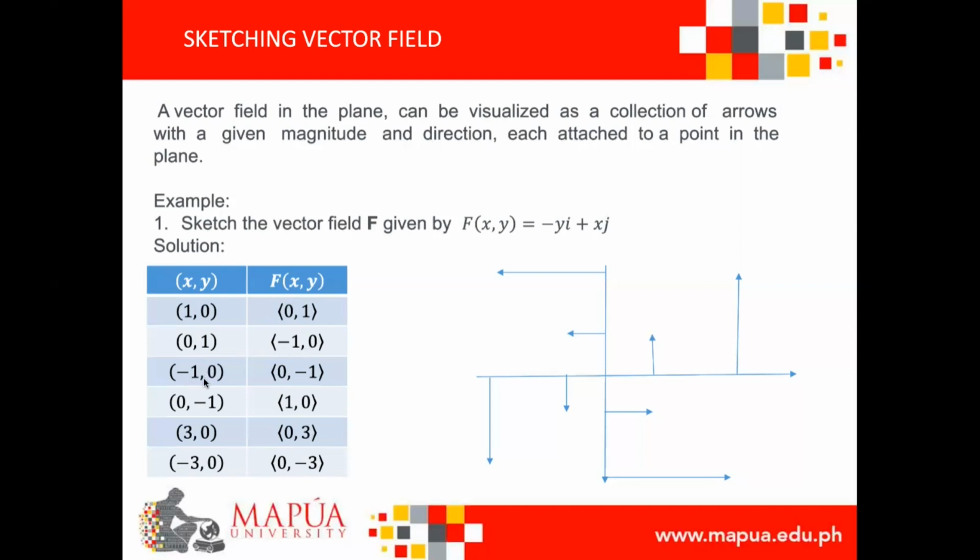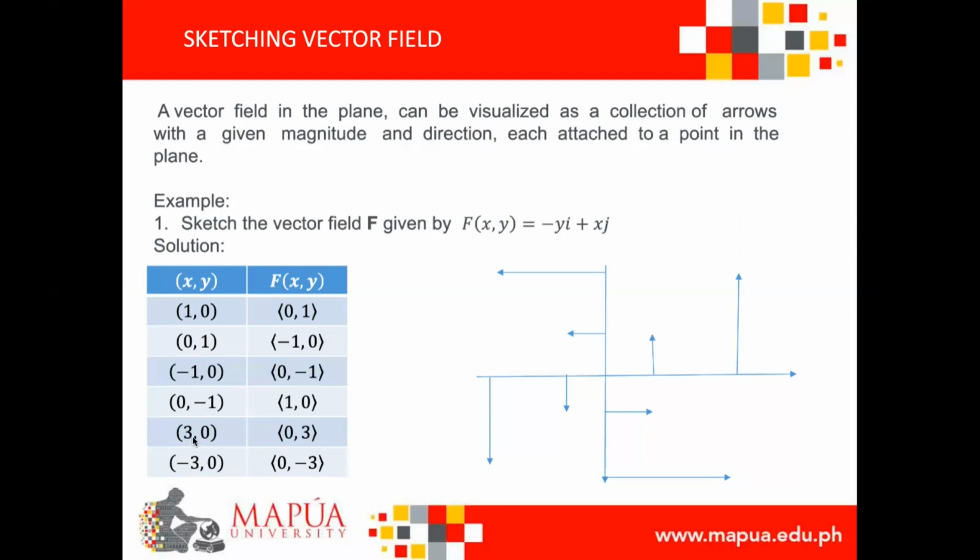Then we go to (-1, 0). This will be the value for x, and this will be the value for y. Substituting in your vector field f, x is negative 1, so this will be negative j, and this will be 0i. Therefore, we have it as (0, -1). Then we have the point (0, -1). Substituting in the vector field, we have positive 1i, because y is negative 1, plus 0j. That's why we have (1, 0).